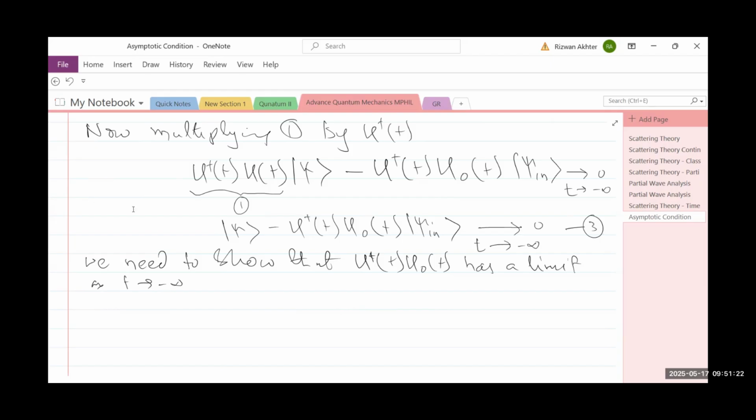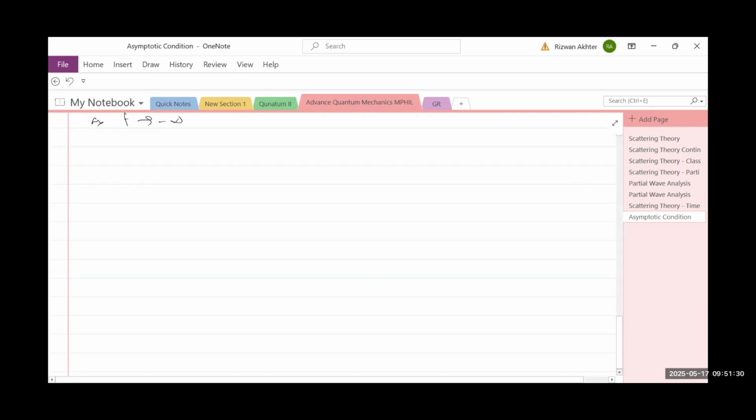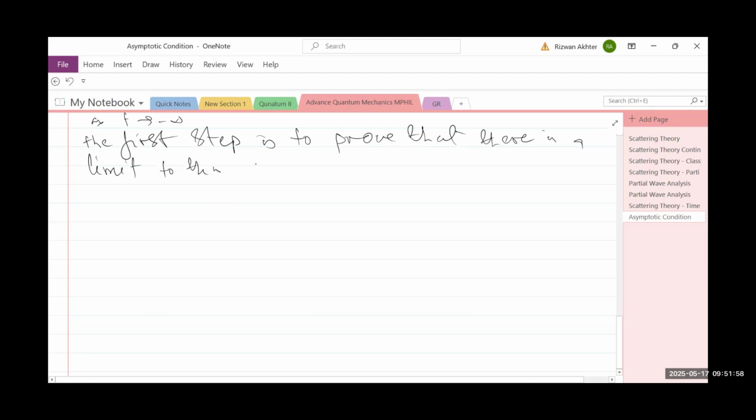So what we need to do, the first step, is to prove that there is a limit to this second term.